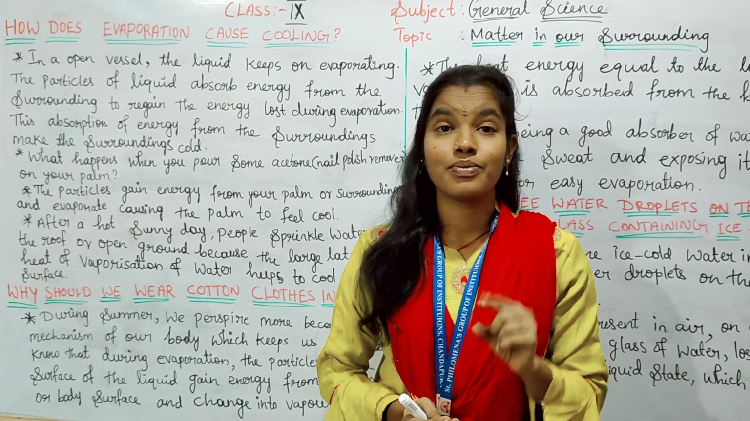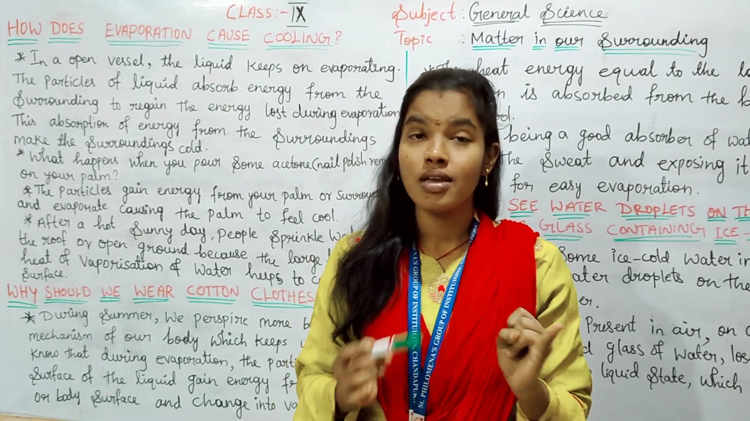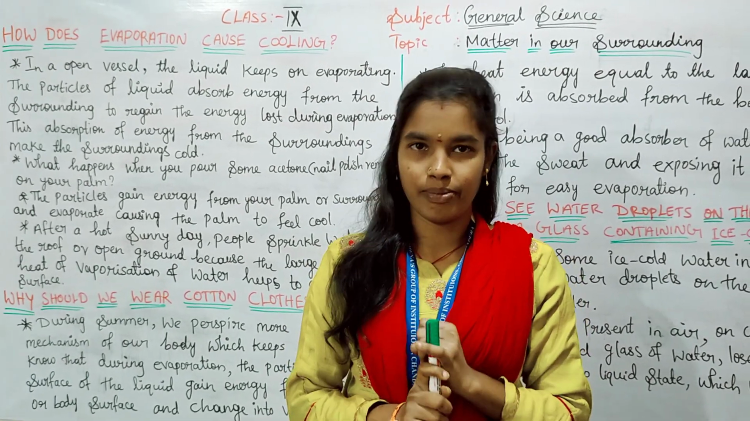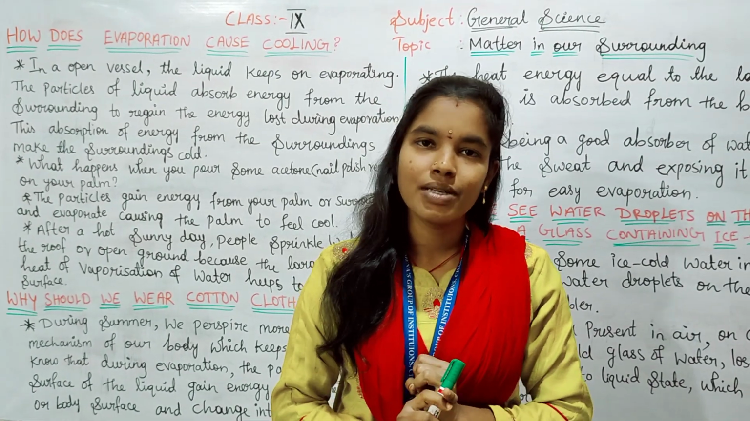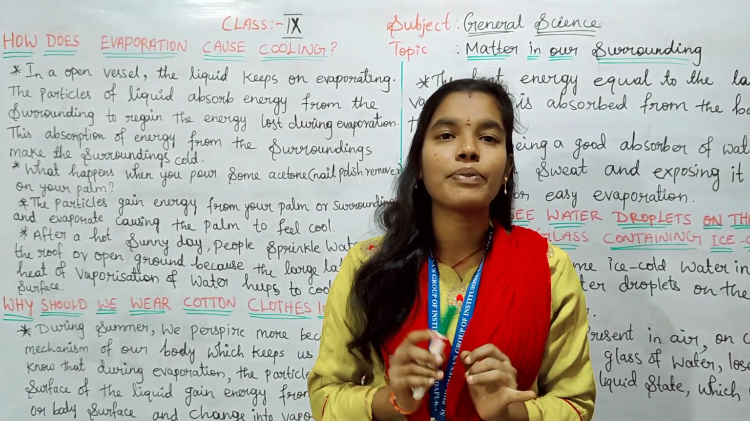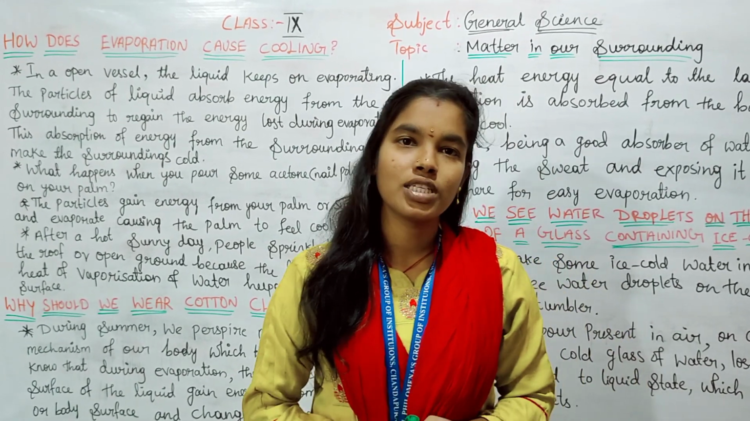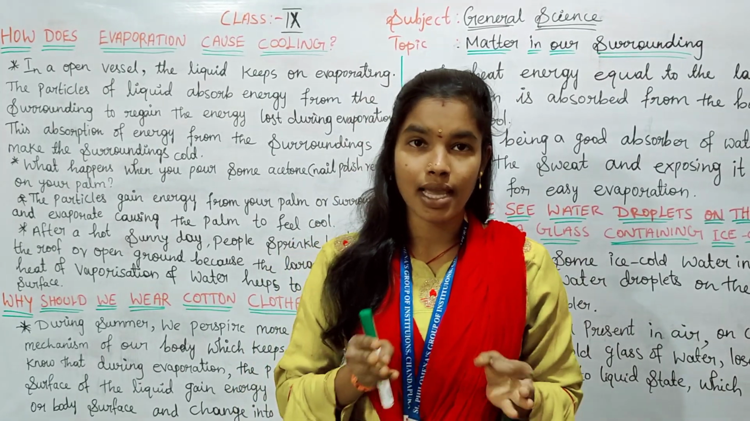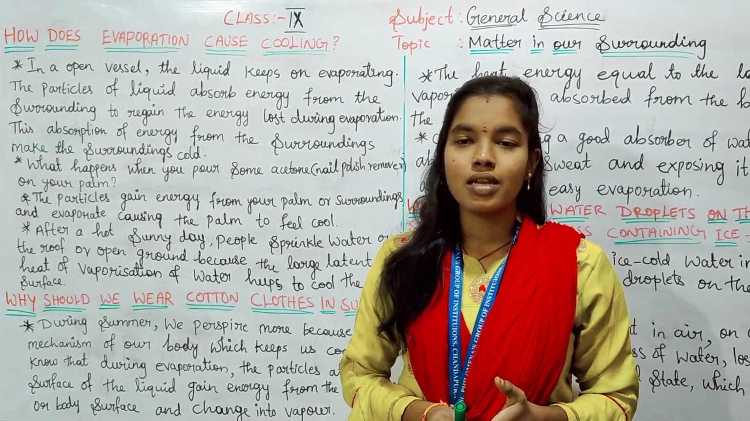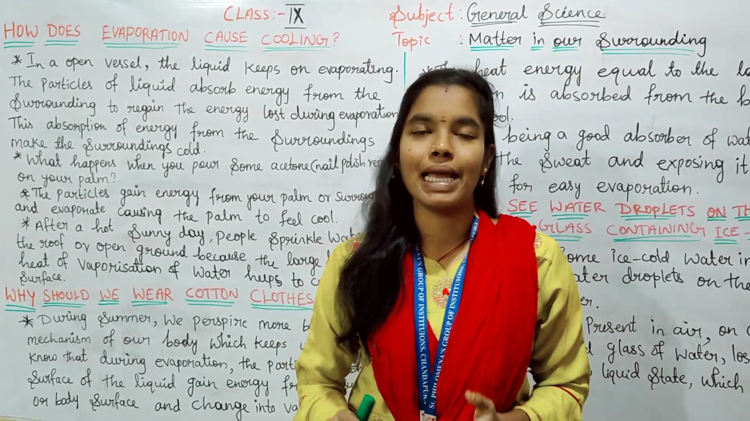First one is temperature. Temperature unit is Kelvin, and the symbol we denote is capital K. Second one is length. Length SI unit is meter, and we denote the symbol as small m.